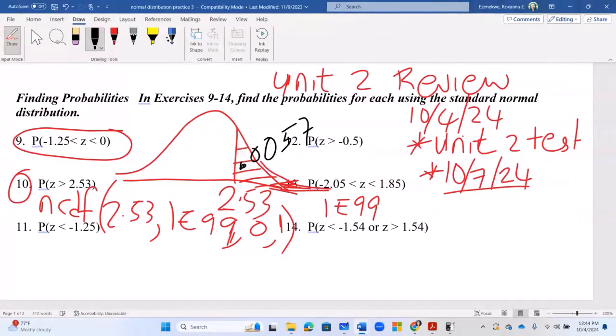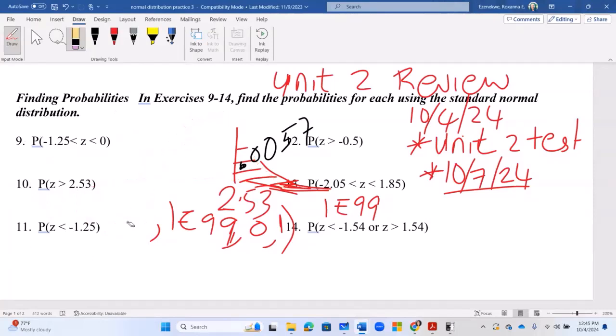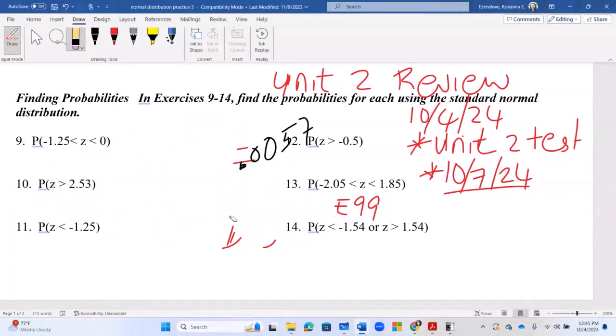0.0057. The shaded region, area from 2.53 to positive infinity. And so if I'm looking for area, I can change my float number of decimals to 4. All right. And so we found area to the right. Next, we find area to the left. I want to make sure that we know how to find area to the left also. Number 11 is find area to the left.